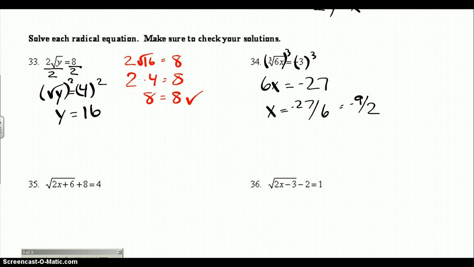Okay, we can always check our answer. Plugging that in, so I'm going to take the cube root of 6 times negative 9/2 equals negative 3. Okay, so 6 times a negative 9/2 gives me negative 54 divided by 2, which is negative 27. So I have the cube root of negative 27 equals negative 3. And the cube root of negative 27 is negative 3, so we are all good.